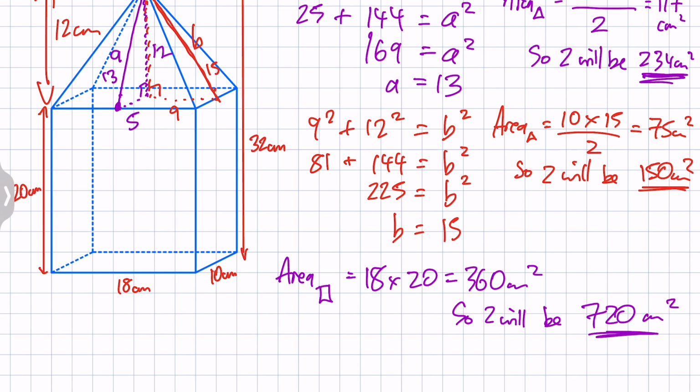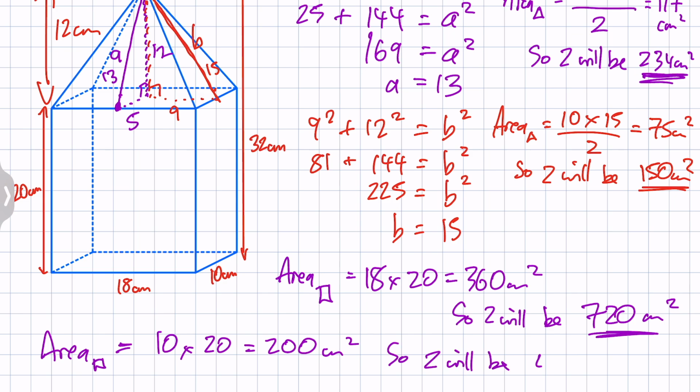What are we missing now? We've done the front and back rectangles. What's missing still? The sides. What's the area of those going to be? How long is it? 10 by? Good. 10 by 20. That's going to be 200 square centimeters. But how many of there are there? 2. So 2 will be 400 square centimeters.